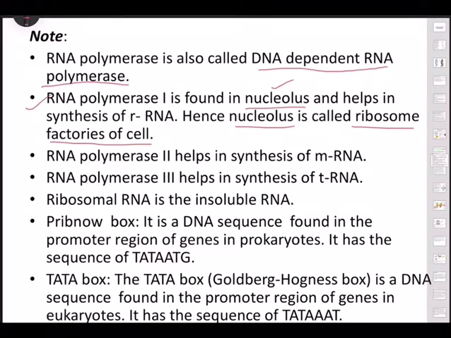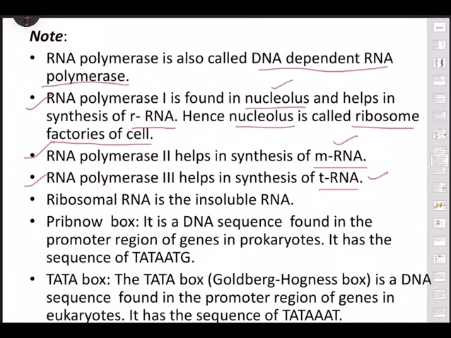Now all these three sentences are golden sentences. You must remember them for your competitive exams. RNA polymerase 1 is found in the nucleolus and helps in the synthesis of rRNA. RNA polymerase 2 helps in the synthesis of mRNA, which plays a crucial role in transcription. RNA polymerase 3 helps in the synthesis of tRNA. So without RNA polymerase 1, 2, 3, we cannot exist. There is no secrecy. So thanks to RNA polymerase.